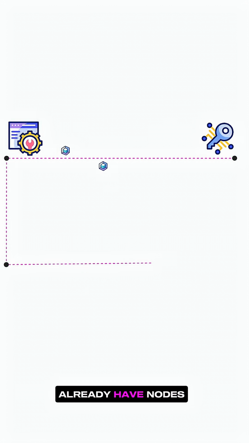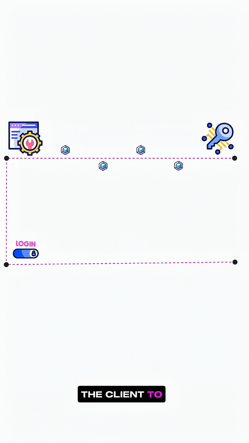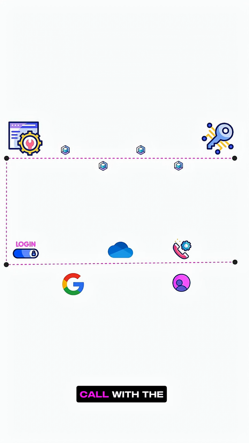For any services or credentials that already have nodes built where you need the client to log in, something like Google or OneDrive, you can hop on a quick call with the client and go over that and make sure everything is connected and enabled before you hand over the project.